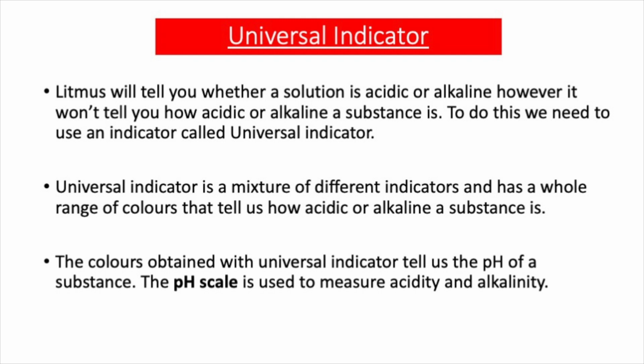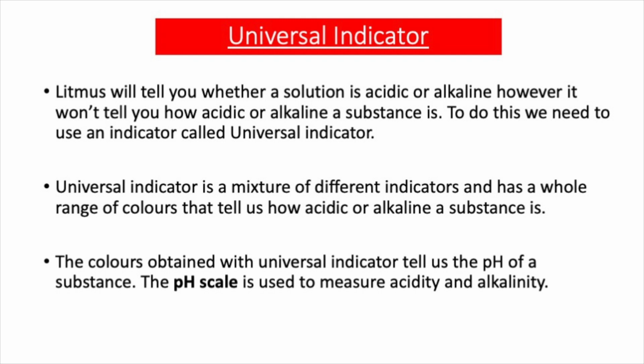Now a drawback with using litmus is that litmus will tell you whether a solution is acidic or alkaline, but it won't tell you how acidic or alkaline a substance is. Now to do this we need to use an indicator called universal indicator. And universal indicator is a mixture of different indicators and has a whole range of colours that tell us how acidic or how alkaline a substance is.